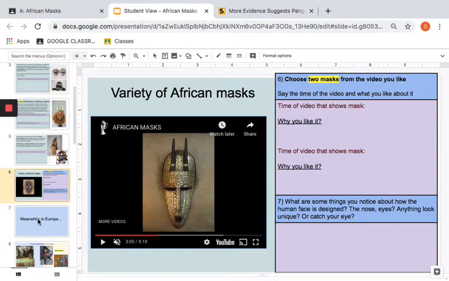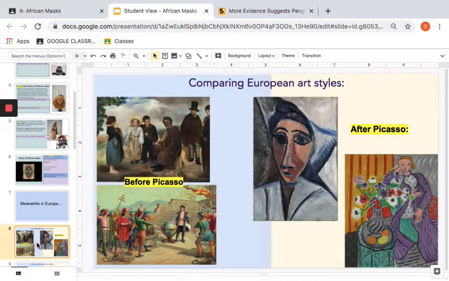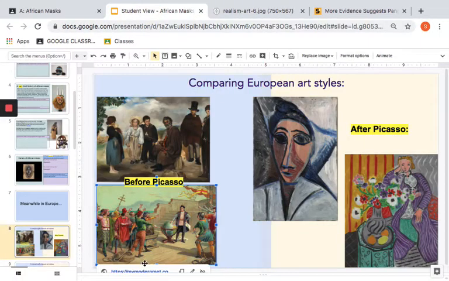So Africans have been making masks for decades, for centuries. Meanwhile, in Europe, on the other continent that's seen as the superior continent, somebody named Picasso, who you might have heard of, comes onto the fray. What I wanted to show you is that before Picasso came onto the scene, there was a different kind of art. If you click on a picture, you'll be able to see it in bigger form. If you click this, you'll see a link, and you can open it up to a bigger screen.